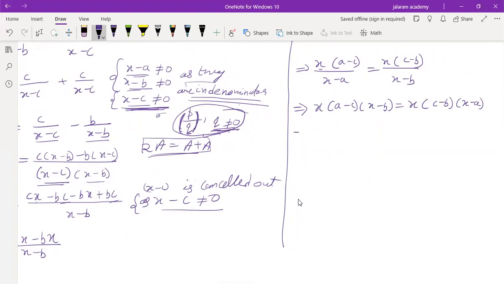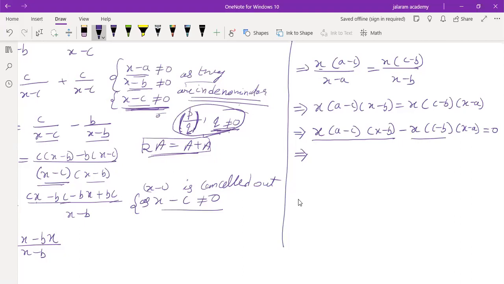Is that clear to everyone? It implies x into a minus c into x minus b minus... Transfer all the terms to the same side to make it an equation. Equation means one in which we take all the terms equal to 0. Then only we can solve any equation. So the first term is x into a minus c into x minus b, a longer term, right?